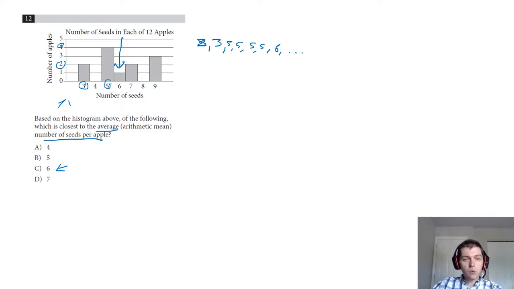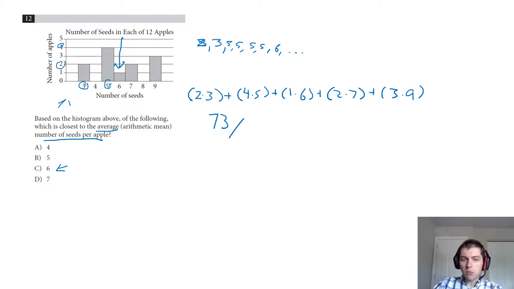The way to do it right would be to say, okay, I can actually calculate that mean. So you can say I have two apples with three seeds plus I have four apples with five seeds plus I have one apple with six seeds plus I have two apples with seven seeds plus I have three apples with nine seeds. And this is the calculator section. You can throw all that in and come up with a total of 73 divided by the number of apples is 12. And that will give you 6.08. And you are very close to that arithmetic mean of 6. And that is your answer.